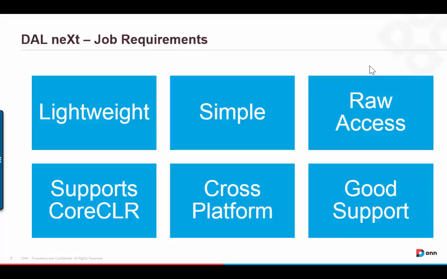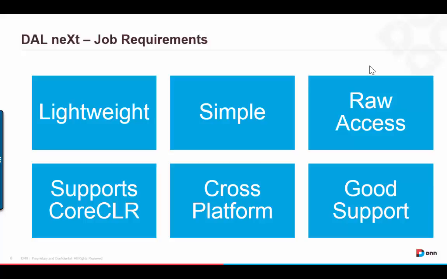I want it to be simple when I need it to be simple. For the bulk of our use cases in DNN today, it's simple CRUDs, single entity mapped to a single table, that's fine. But I also want, when I have more complex requirements, that the data access solution scales to those more complex requirements, right? Raw access, I still need, for performance reasons, to have the ability to write a stored procedure and to call that stored procedure, and even in some cases to write raw inline SQL where it's needed.